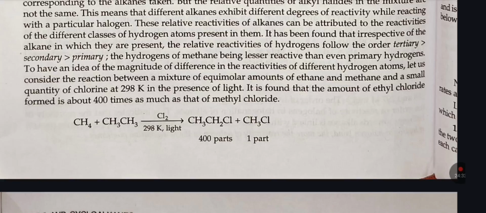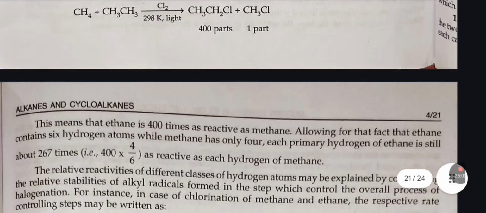To have an idea of the magnitude of difference in the reactivity of different hydrogen atoms, let us consider the reaction between a mixture of equimolar amounts of ethane and methane and a small quantity of chlorine at 298 Kelvin in the presence of light. It is found that the amount of ethyl chloride formed is about 400 times as much as that of methyl chloride, as shown in this reaction.